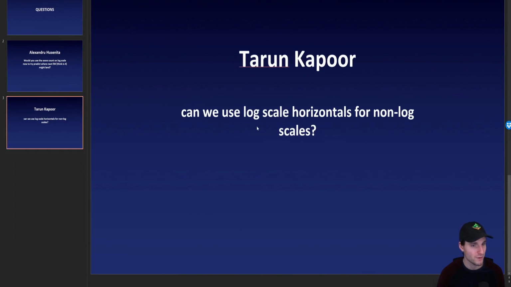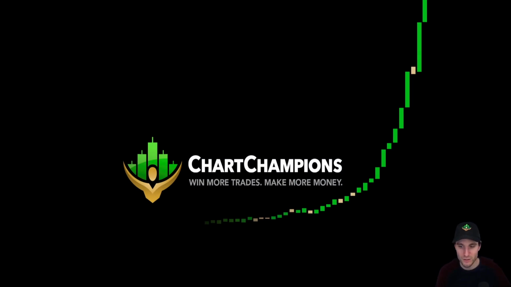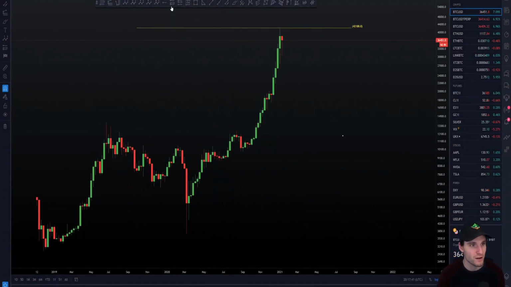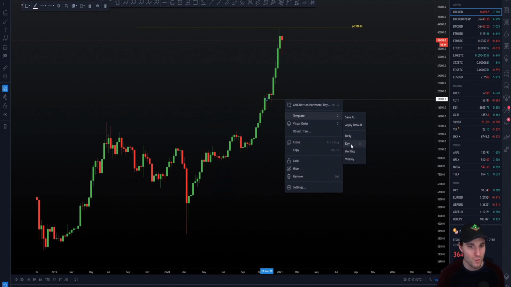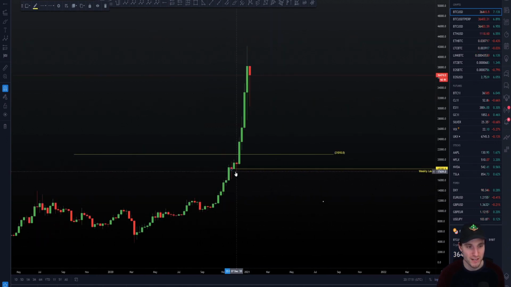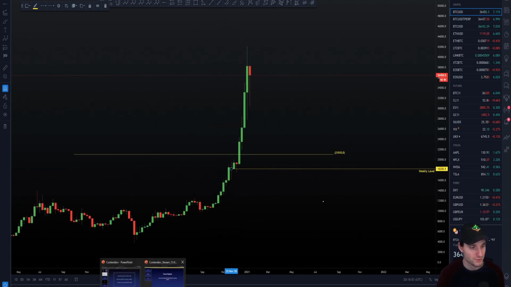Can we use log scale horizontal? I suppose what you mean is, can you do this? I think this is your question. So here we are on the log scale. I guess by horizontals, you mean like this would be classed as our weekly level. But what you're going to see is, here we are on log scale on the weekly. When we take it off log scale, that's still our weekly. So your horizontals are not going to change. That's a weekly on normal scale. That's a weekly on log scale. That is not any different. I hope that makes sense.